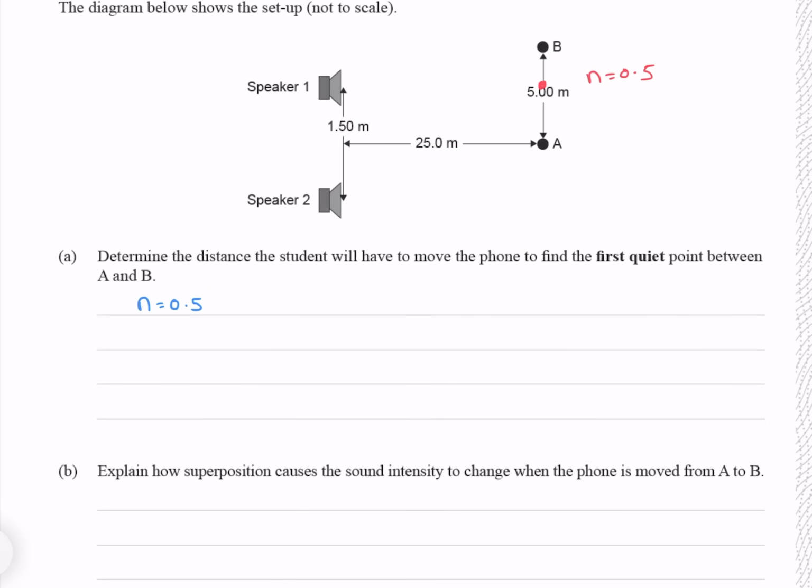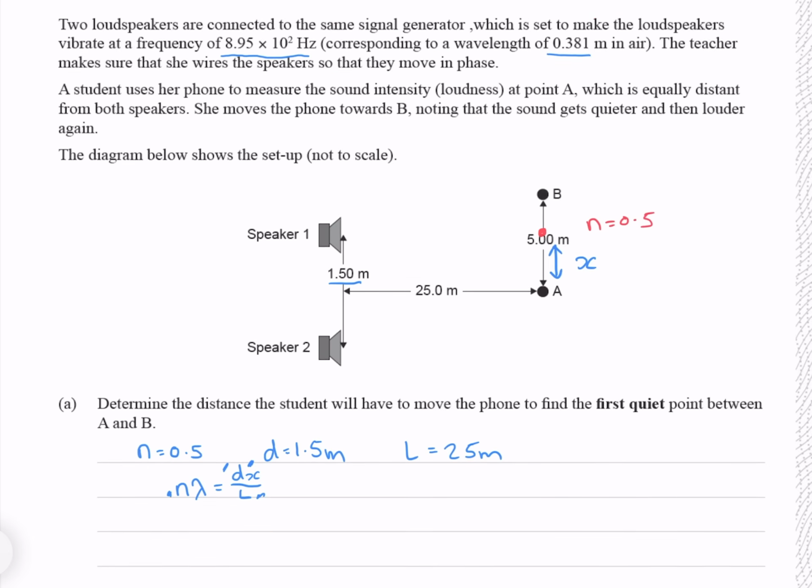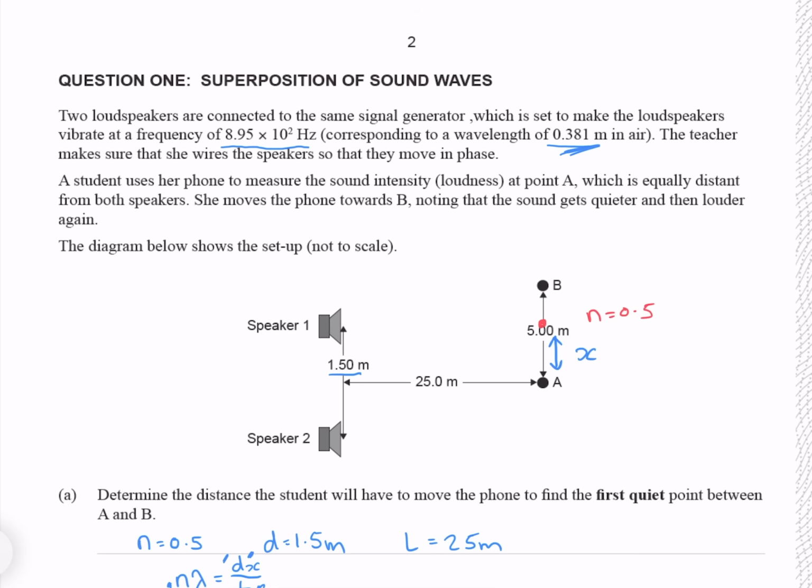Let's look at what else we're given. We're given the separation between the speakers here, which is 1.5, and we're given the distance from our speakers to our observers, which is our L. Our distance here that we are trying to find is our X. And as you might have already guessed from the way I'm labeling these quantities, we're going to use this equation here. Where we have our D, we need to find our X, we have our L, we have our N, and I believe we have our wavelength upstairs, 0.381.